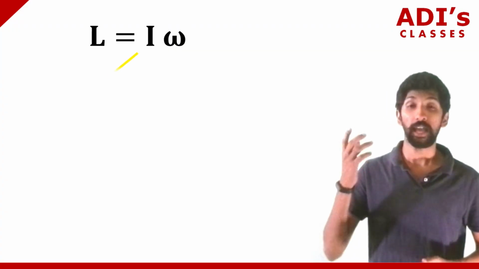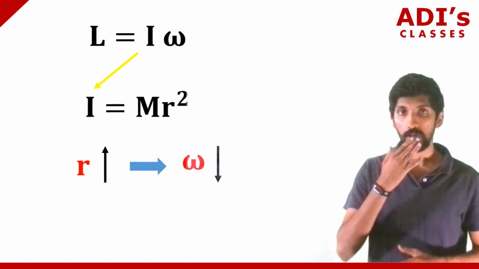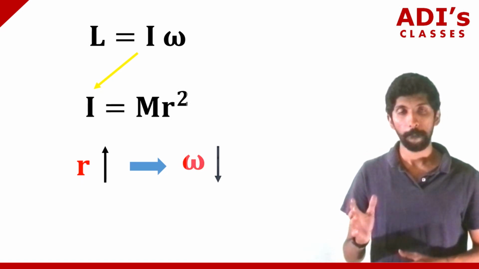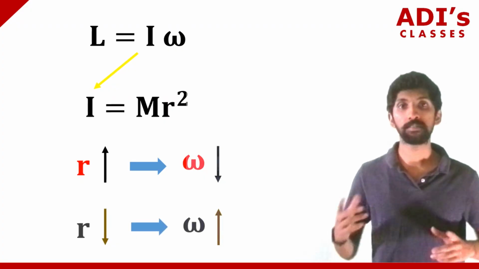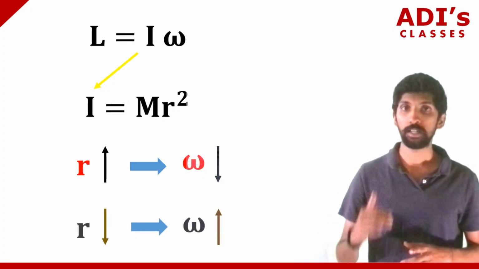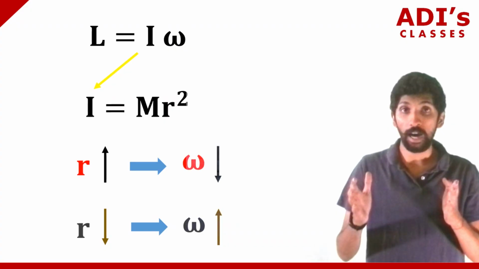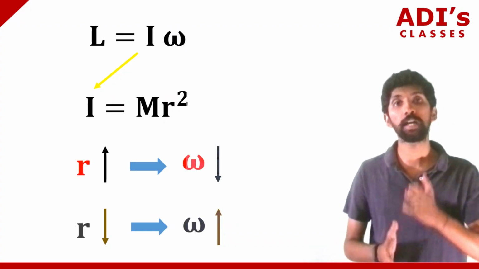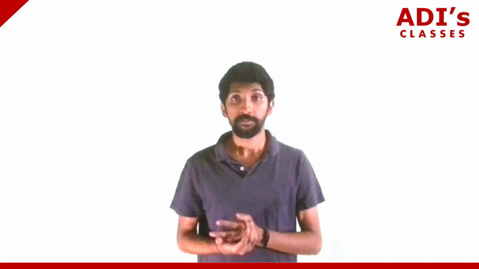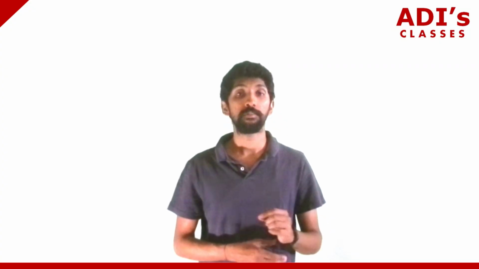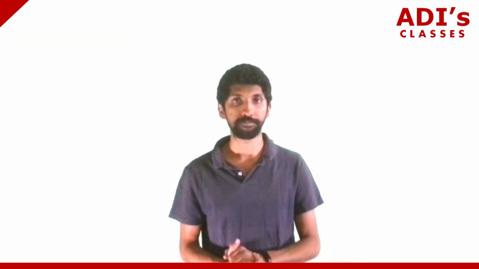We have L is equal to I omega, correct? L is constant, so I is what? I is m r square. So if r is more, then obviously the omega value will come down, and if r becomes less, then the omega value will increase because L is constant, right? So this is one example where we can explain the conservation of angular momentum.